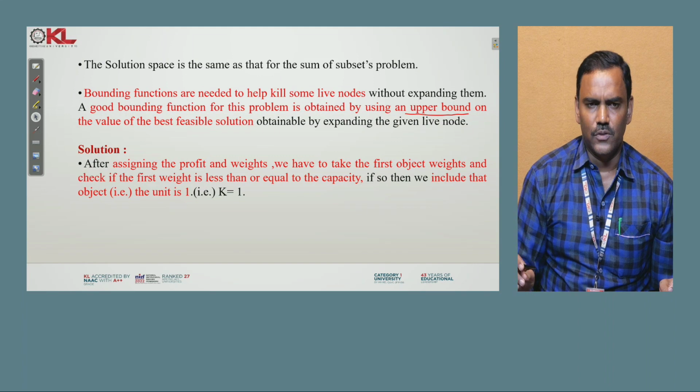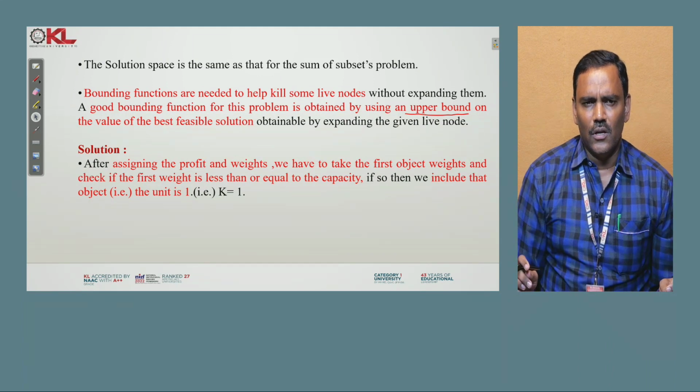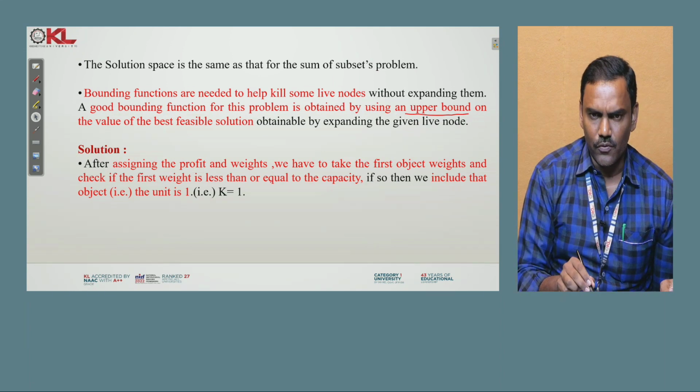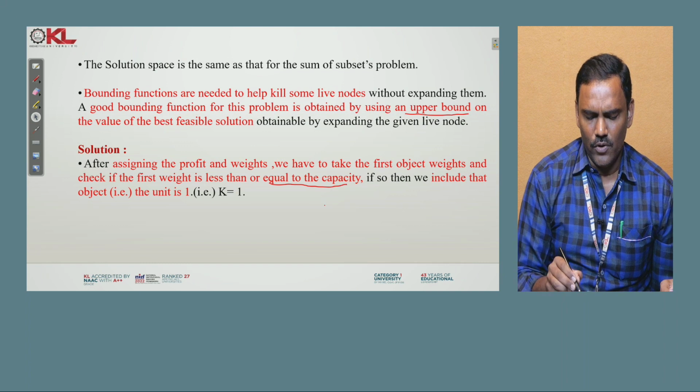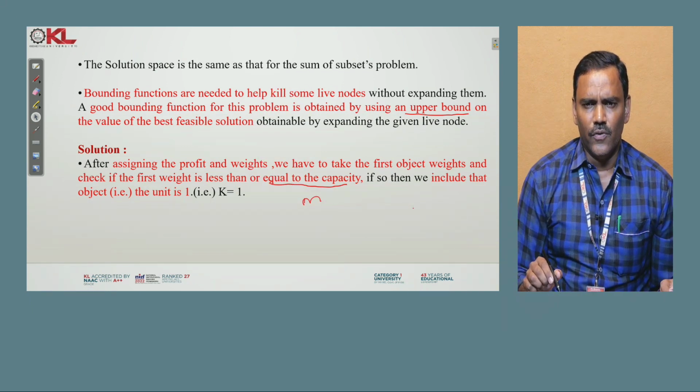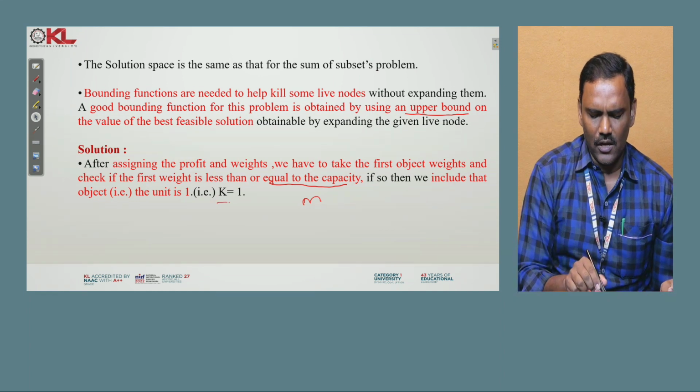The solution for this one is that we assign the initial profit and weights, where we take the first object weight and check whether the first object weight is less than or equal to the capacity, where we take the capacity as m. If it is less than that capacity, then we will include that object and we will consider the k value equal to 1.